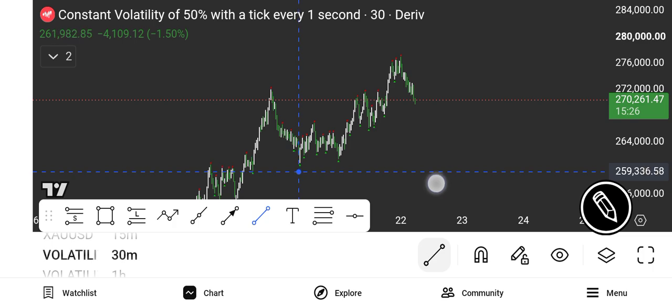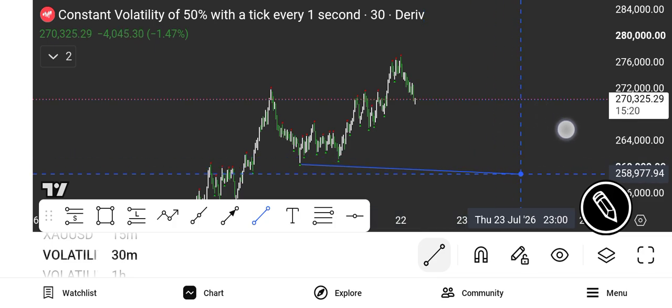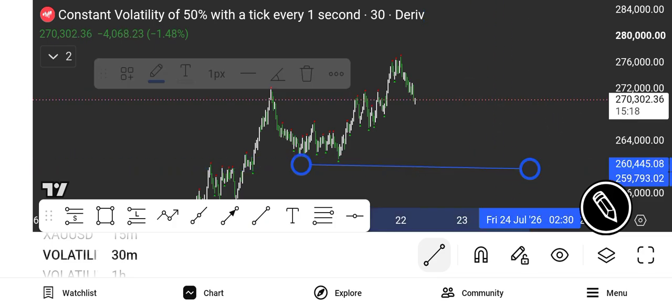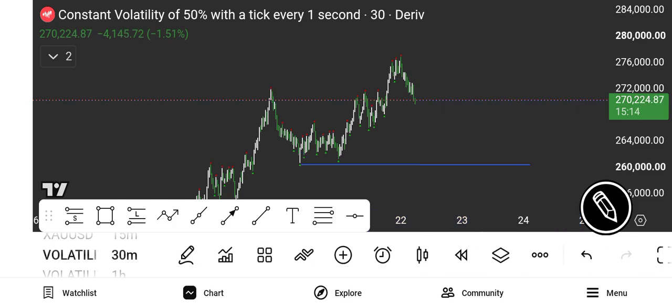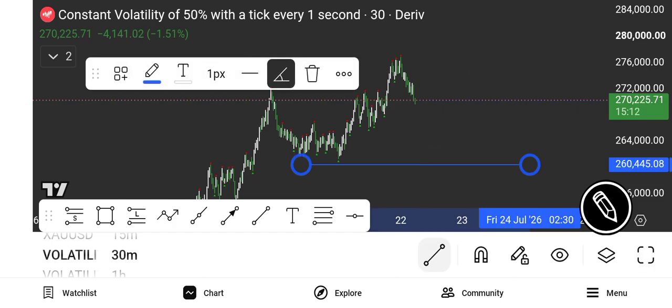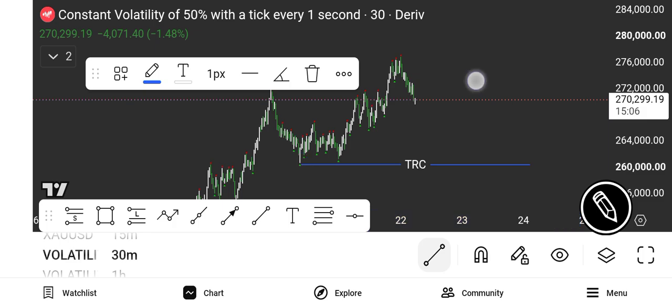I expect price to respect this low, this swing low right here. I don't expect price to break it, right? If price breaks that, however, it becomes a trend change. So I'm just going to mark it as my trend change, TRC.